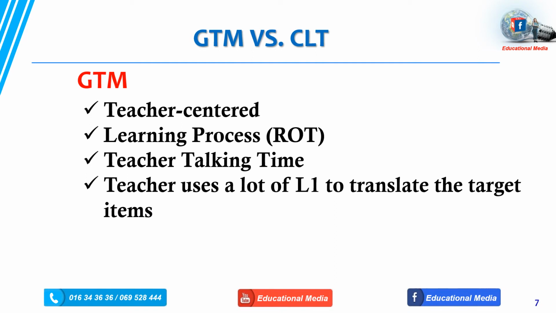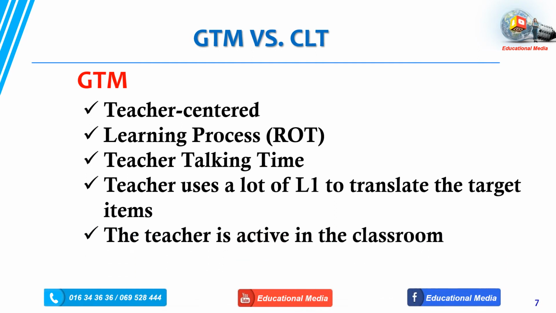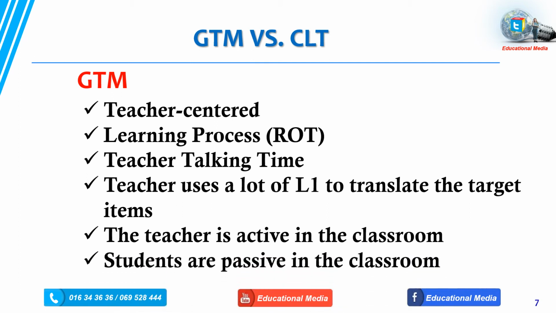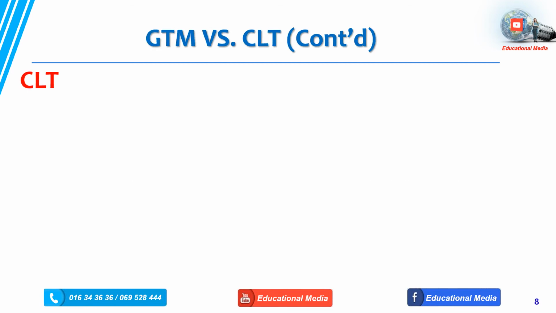The teacher uses a lot of L1 to translate the target items. The teacher is active in the classroom, meaning the teacher does a lot of action, a lot of interaction or explanation. And the last one, students are passive in the classroom, meaning the students take notes, listen or stay silent when the teacher is explaining.